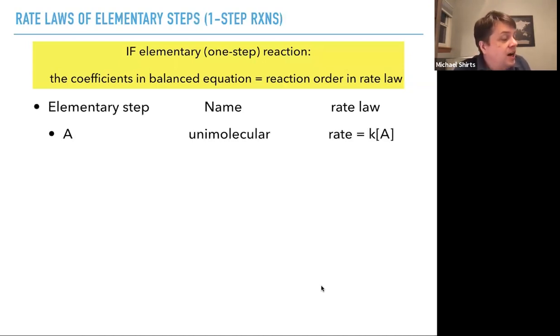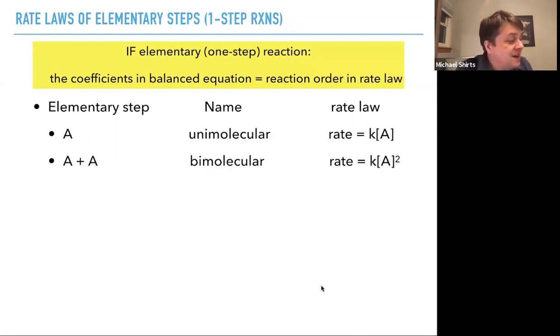For example, if the elementary step is just A breaking apart, then we call this a unimolecular reaction, and the rate law would be just proportional to the concentration of A, because if there's just one step with A doing something, then the rate will be just proportional to the concentration of A. If there's more A, you're going to get more reaction. If you have an elementary step that is A plus A, then it's bimolecular, and the rate will be proportional to k[A] squared.